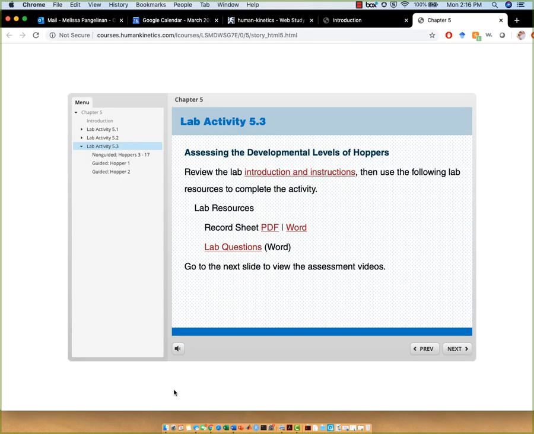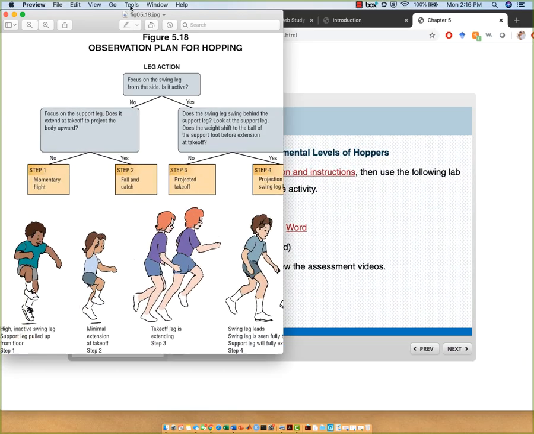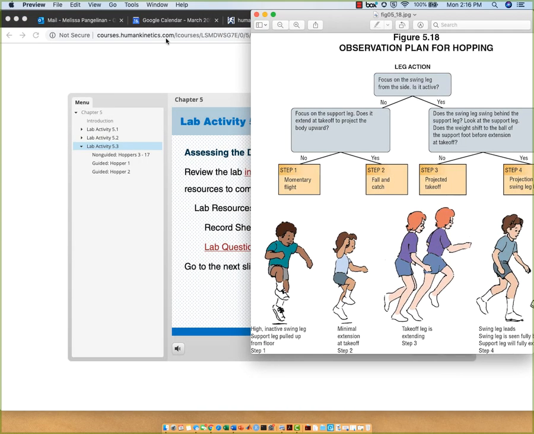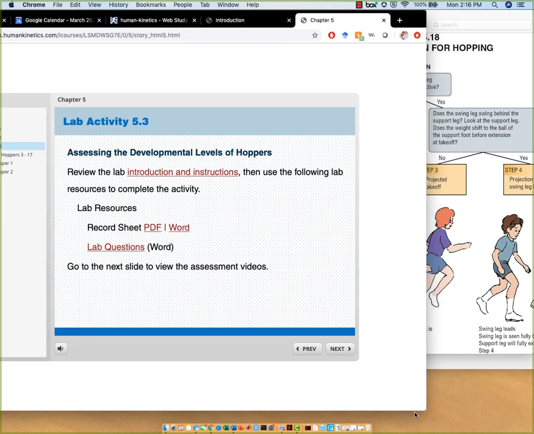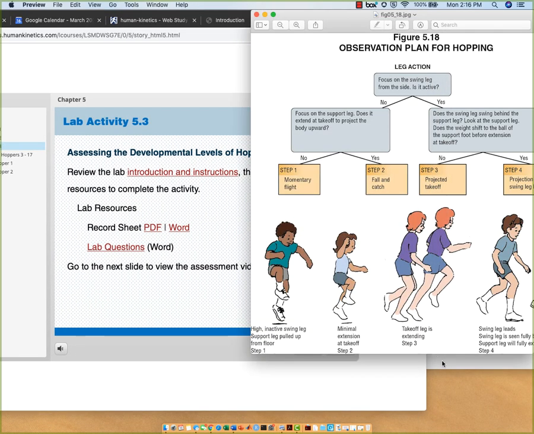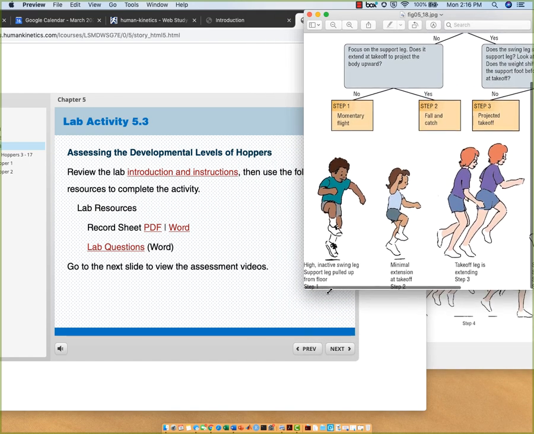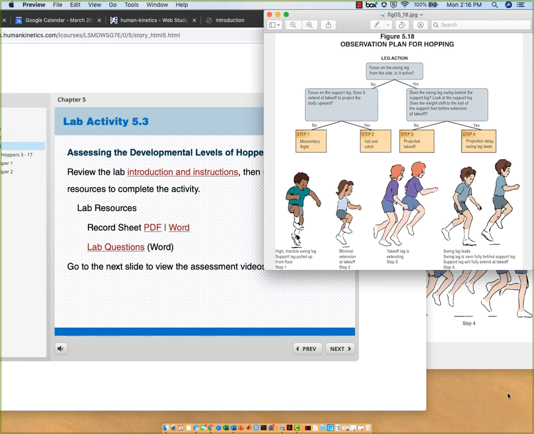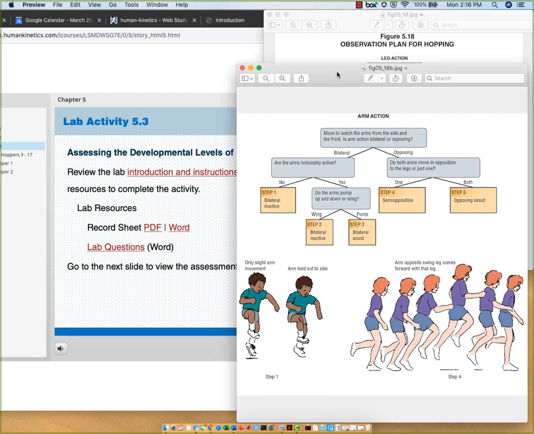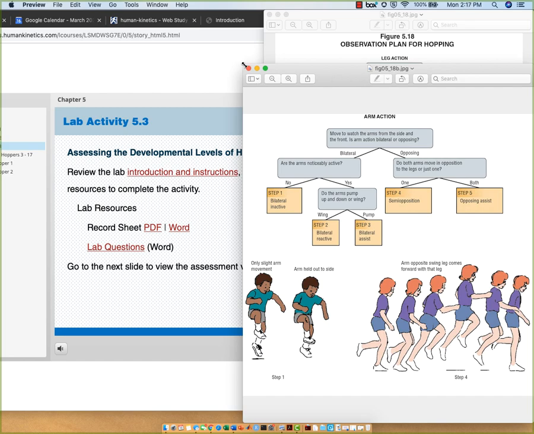The good news is that we have 2 guided assessments that we can look at to get started. So what I'm going to do is put the images on the side, and make it so that I can see the guided assessment videos as well as the decision tree. So we'll start with the leg action. We'll watch the leg action first. So let me make this a little bit smaller so you can watch it. Perfect. And then we do the same thing for the arm action so it's easy for us to see.